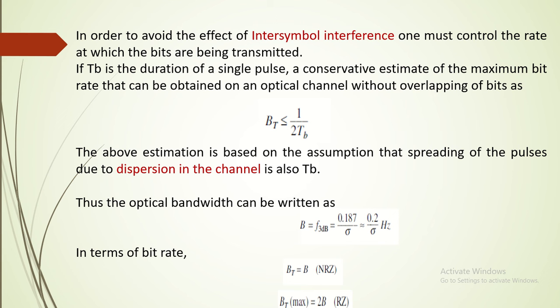The above estimation is based on the assumption that spreading of the pulses due to dispersion in the channel is also TB. Thus, the optical bandwidth can be written as B equal to approximately 0.2 divided by sigma hertz. In terms of bit rate, the transmission bandwidth is equal to the optical bandwidth. So, the maximum transmission bandwidth is equal to twice the optical bandwidth in the return to zero case, whereas in the non-return to zero case, the transmission bandwidth is equal to the bandwidth.